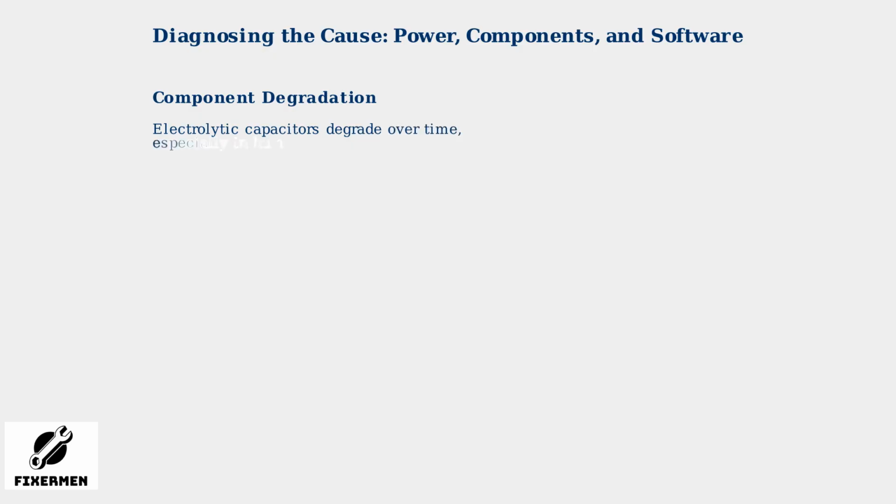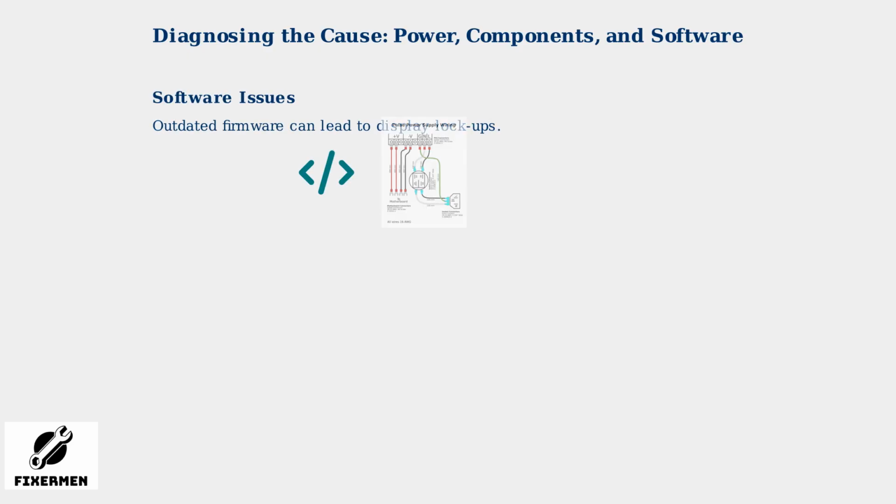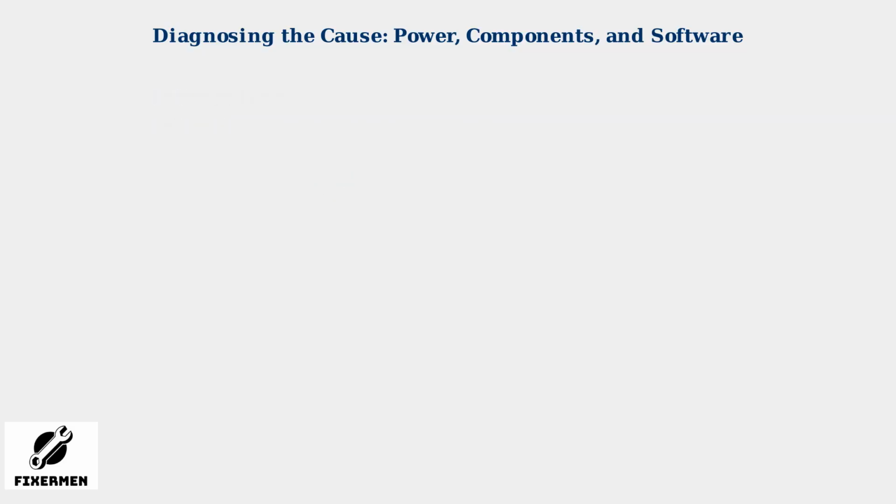Second, component degradation. Electrolytic capacitors in the display circuit can degrade over time, especially in humid environments, leading to failures. Third, software issues. Outdated firmware in the thermostat can cause display lockups, especially in smart models connected to Wi-Fi. Identifying the specific cause, whether it's power, components, or software, is the crucial first step to effectively fixing the blank screen issue.